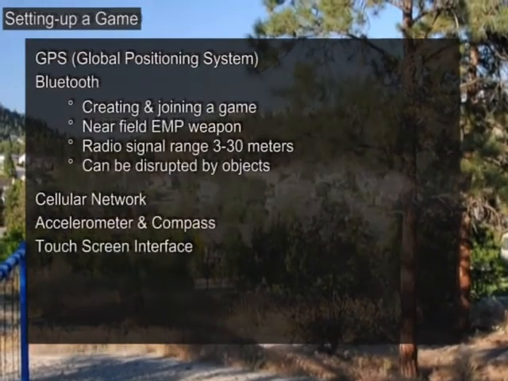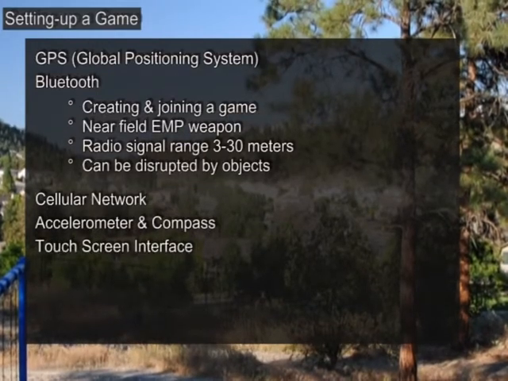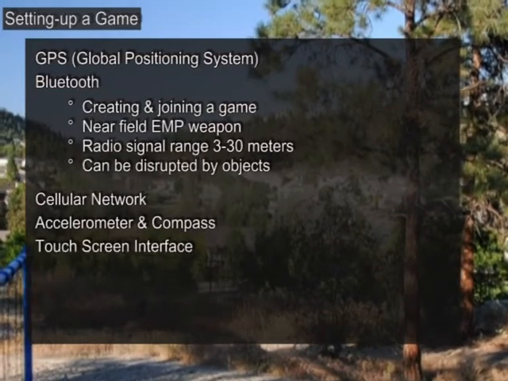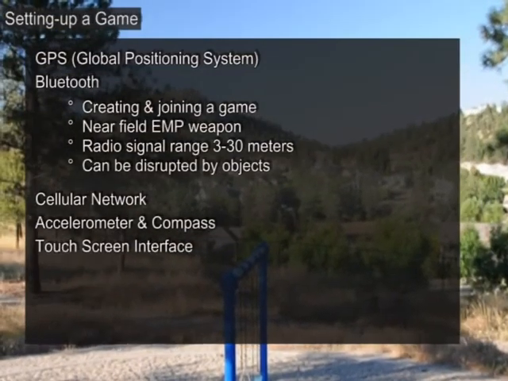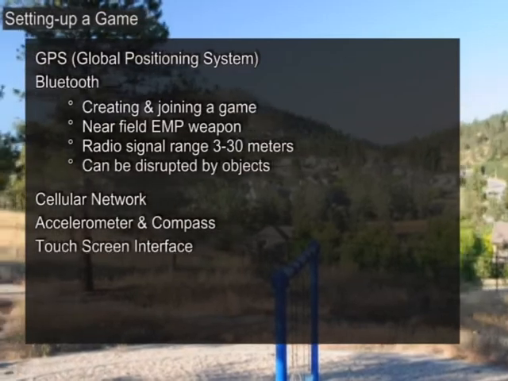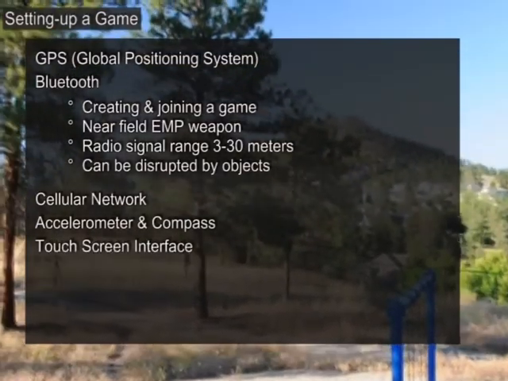Bluetooth is used in creating and joining games. In addition, it is used for the near-field electromagnetic pulse weapon. It uses a relatively weak radio signal, ranging in distances from 3 to 30 meters. It can, however, be disrupted by objects such as walls, trees, and cars.